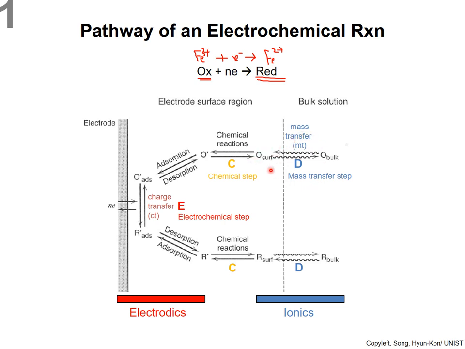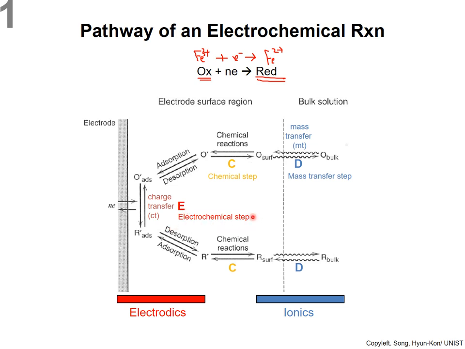So right now, we have the oxidized species in the electrode surface region. And sometimes, not always, the oxidized species on the surface is chemically changed into O prime. Still, we have this O prime in the electrode surface region. This step is called the chemical step, or C step. Then O prime is adsorbed onto the surface of the electrode. That is the O prime adsorbed. This adsorbed species could get an electron from the electrode, then finally be converted into R prime adsorbed. This step is called charge transfer, or CT step. Sometimes E step stands for electrochemical step.